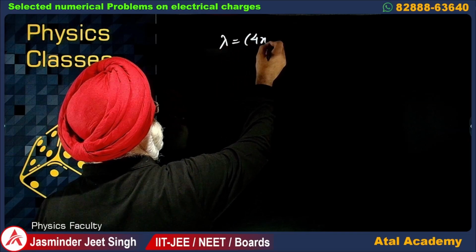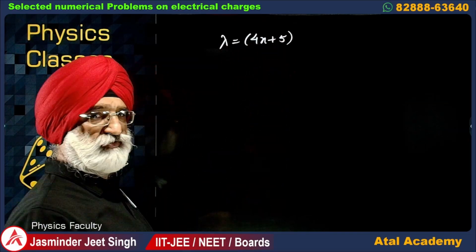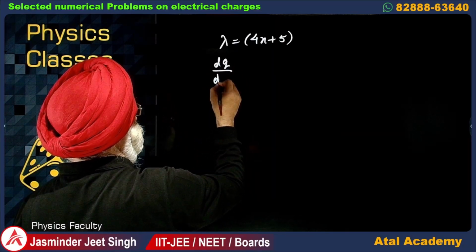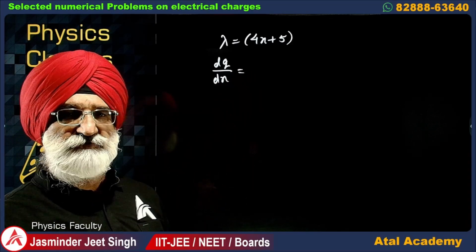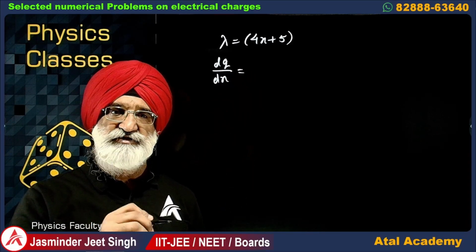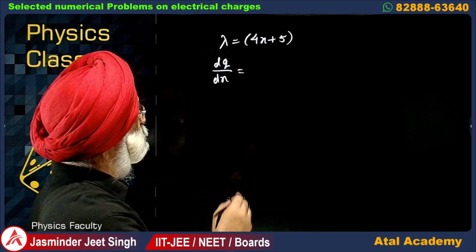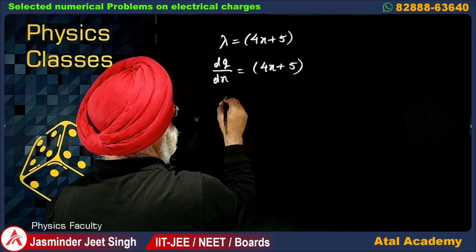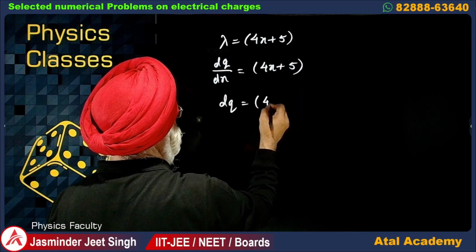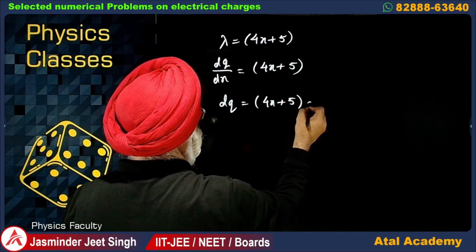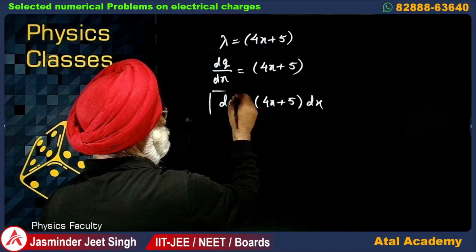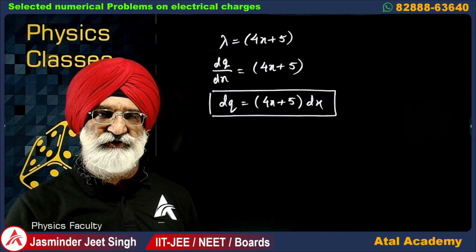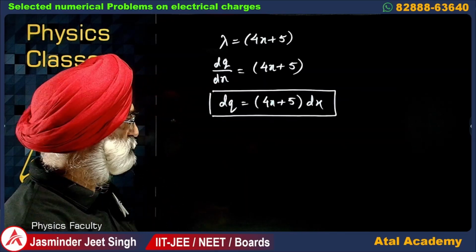4x plus 5 microcoulomb per centimeter. Lambda is charge present per unit length. Length in this case will take dx because the charge is distributed along x-axis. dq we will be getting 4x plus 5 dx. This is the required equation which we will integrate to get the total charge.